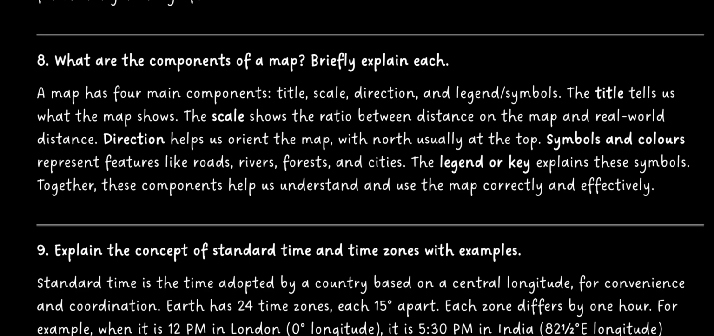Direction helps us orient the map with north usually on the top. Symbols and colors represent features like roads, rivers, forests, and cities. The legend or key explains these symbols. Together, these components help us understand and use the map correctly and effectively.